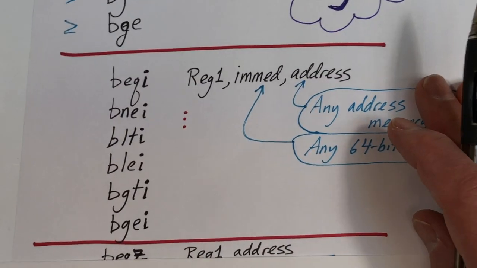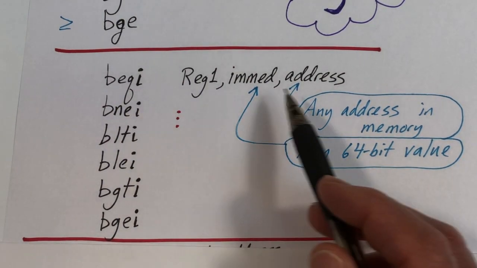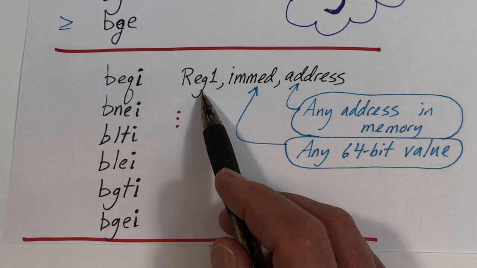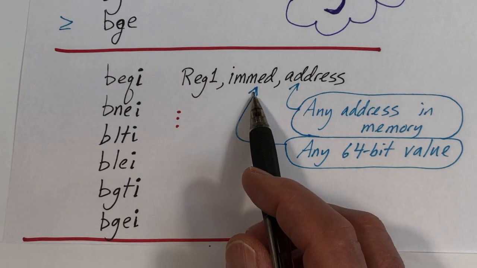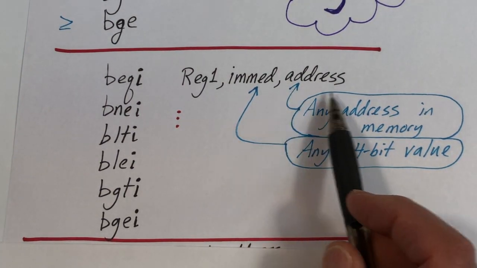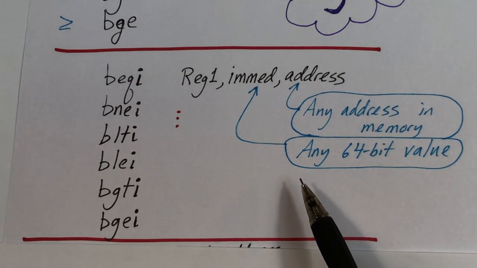So we also have these instructions. The same thing, only an immediate value is present. So branch equal if the contents of this register equals the value given in the instruction. This could be any 64-bit value, and this can be any address in memory. So these are pretty general purpose synthetic instructions.